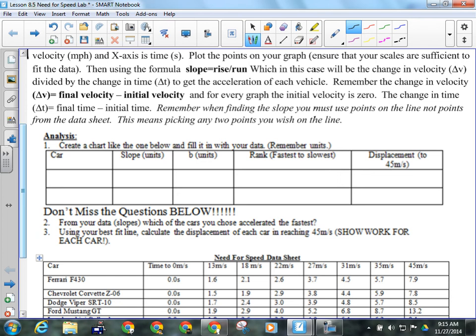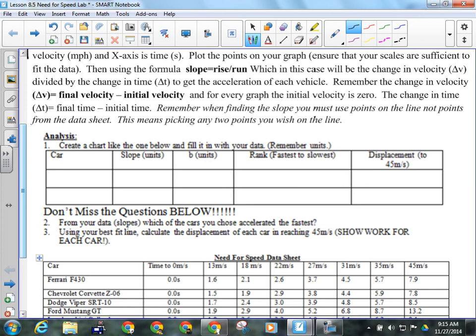And then using your best fit line, calculate the displacement of each car at 45 meters per second. You need to show your work here, because that's worth marks. Show me how you did that, and then fill in the numbers in the chart. Questions on what you're going to be doing there?